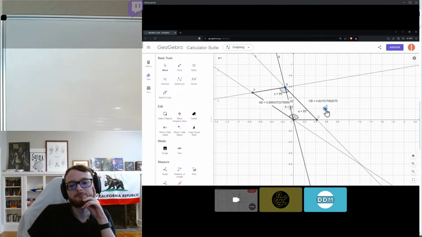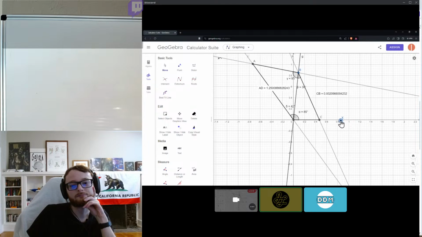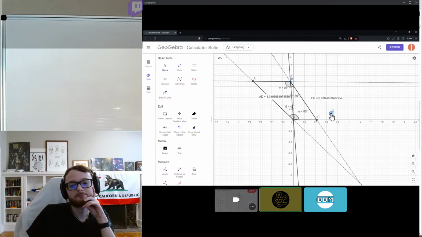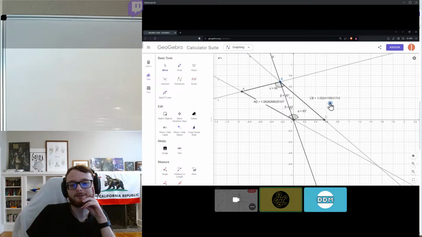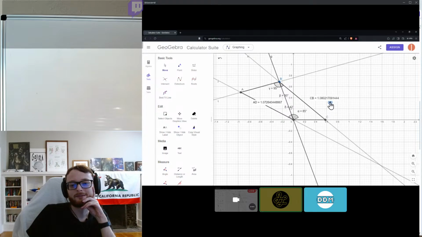Ooh, hang on. Did I just get something weird? So maybe the shape is possible. I just didn't play with it enough. I've got a weird shape that's pretty close. Are these angles still true? More than 85 degrees with D. This C is not correct.